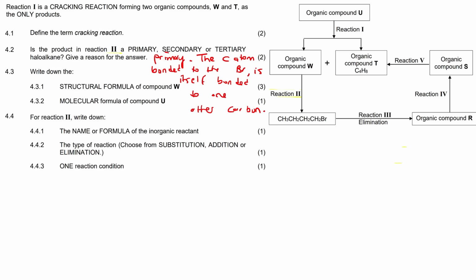Okay, now moving on to this question, it says write down the structural formula of compound W. We know that there was originally this organic compound U, and it underwent a cracking reaction, and one of the products was C4H8. The other product is W, which we don't know yet.